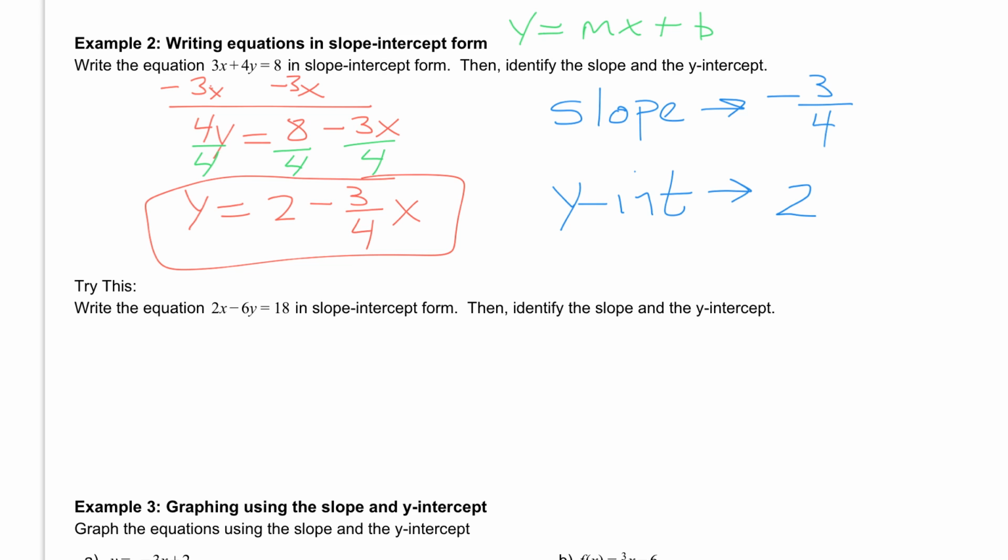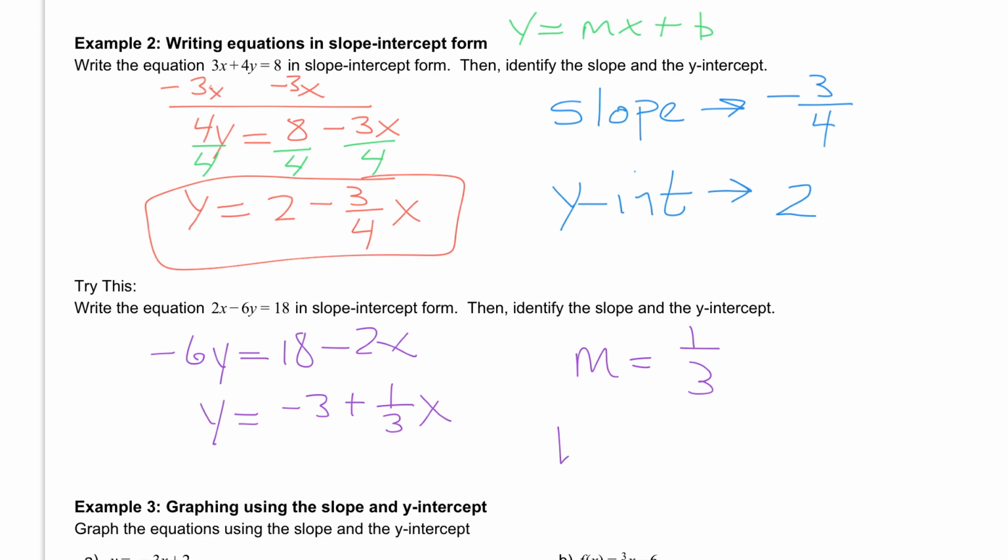If you did the try this correctly, I'm going to go through the steps real quick for you. You should have subtracted 2x from both sides first, giving you negative 6y equals 18 minus 2x. Then you should have divided everything by negative 6. So you should have gotten y equals negative 3 plus 1/3 times x. This would give you a slope, which is m, of 1/3, and a y-intercept, which is b, of negative 3.